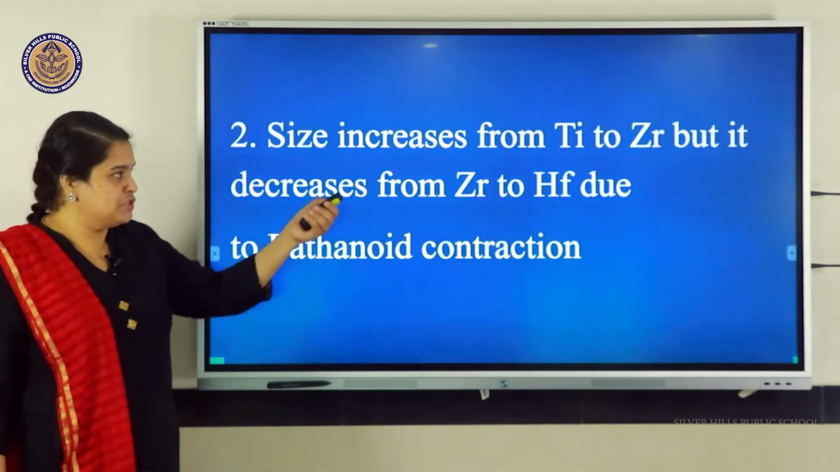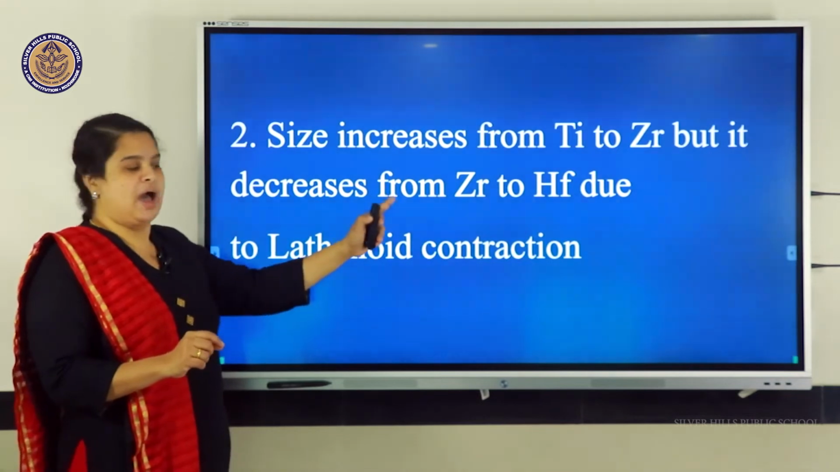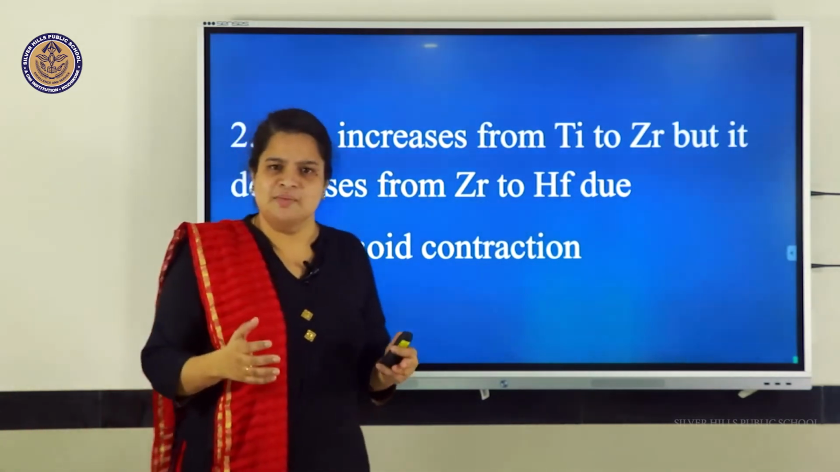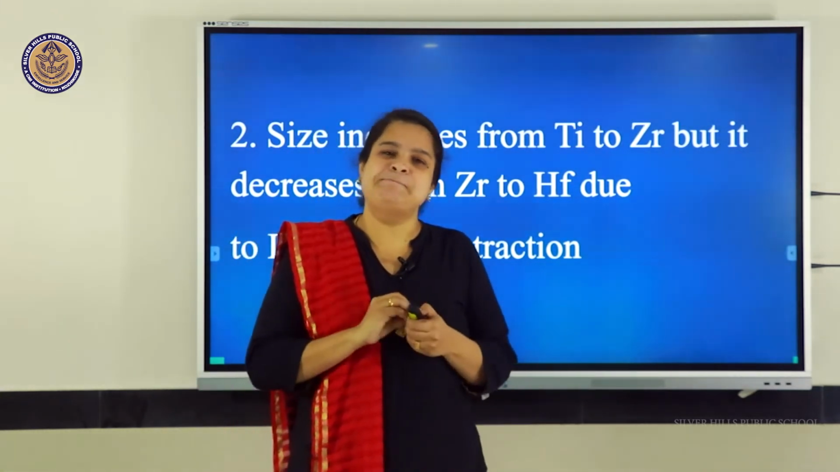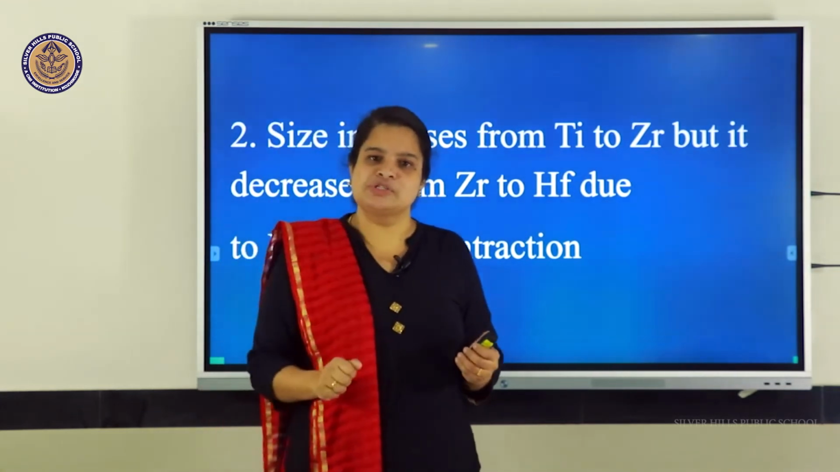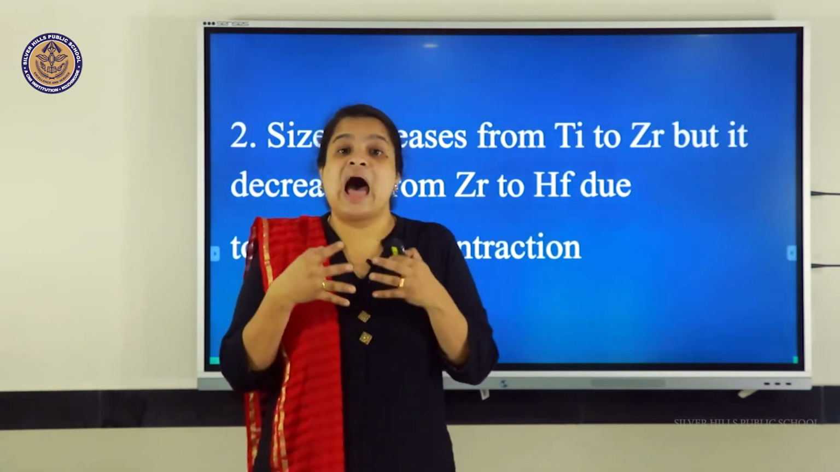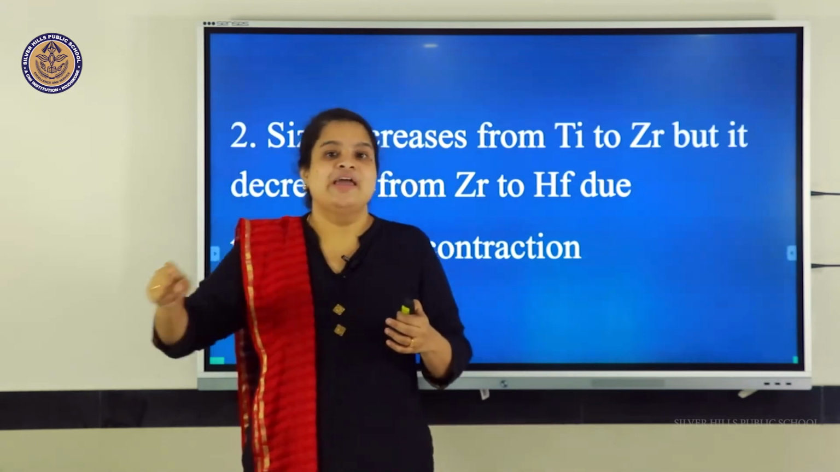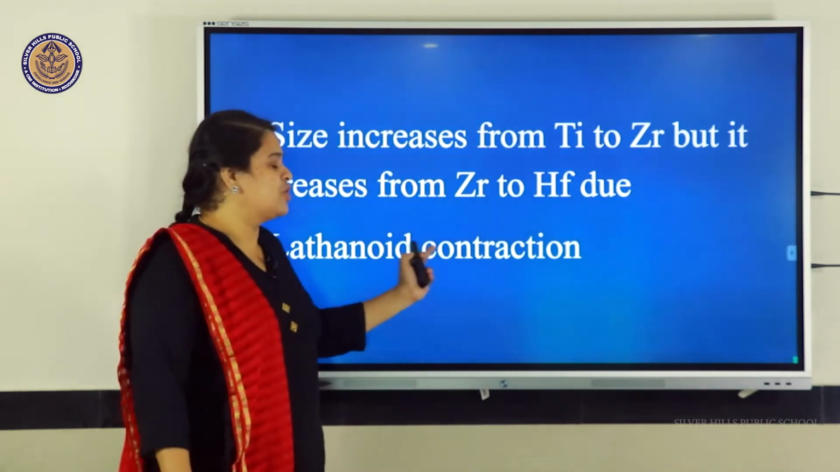Size increases from titanium to zirconium, that is titanium is in the 3D and zirconium is in the 4D. But it decreases from zirconium to hafnium due to a term mentioned here, lanthanoid contraction. What is this term? I told you that you are filling your 4f and then only your 5d. So, this 4f has imperfect shielding. Imperfect shielding means the effective nuclear charge, or the nucleus, holds the outermost electron and the size decreases. Size decreases means contraction. This happens after lanthanum, because after lanthanum in your periodic table, you are filling your F block elements. So that is why you use the word here, lanthanoid contraction.